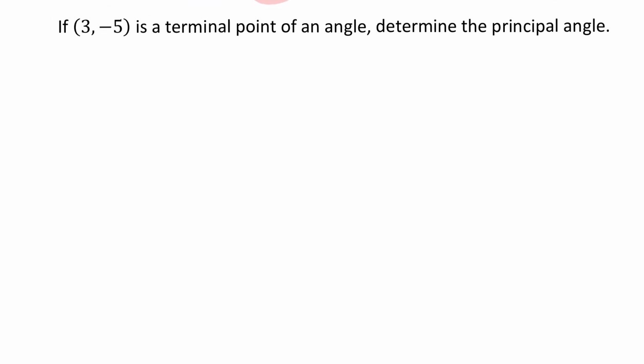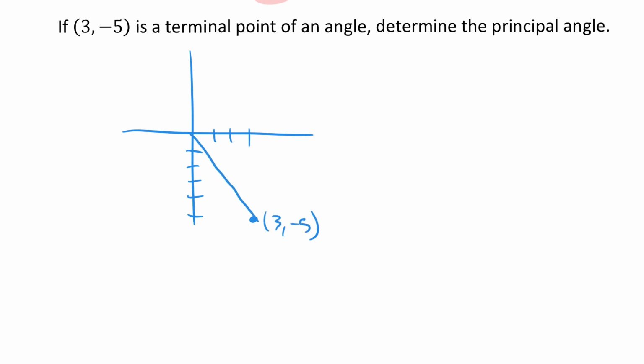If 3 and negative 5 is a terminal point on the angle, determine the principal angle. Again, we want to draw a diagram for this kind of question. And so we go at 3 and negative 5. And we're looking for the principal angle. In other words, we're looking for this angle right here. So this is similar to a question we did earlier. We need to figure out what the angle is, and then we need to use our inverse trig functions.